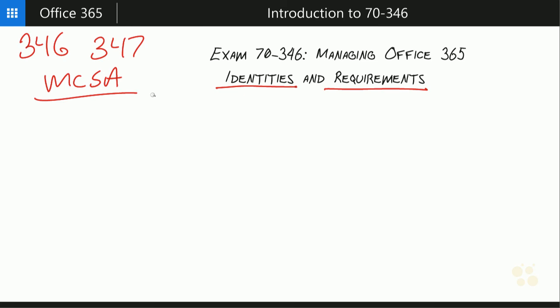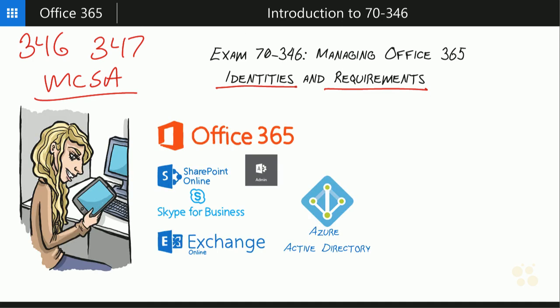In exam 70-346, this first one here is all about setting up identities and managing identities inside of Microsoft Office 365. This means that we are going to touch on a lot of different products within the Office 365 suite. So yes, we are going to look at SharePoint Online, Skype for Business, and Exchange. We're also going to talk about something called Azure Active Directory.